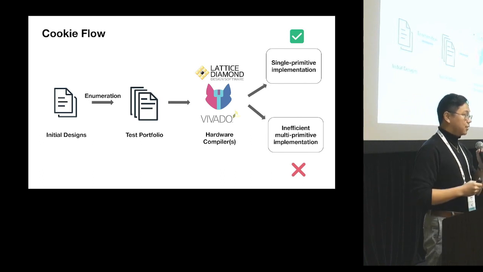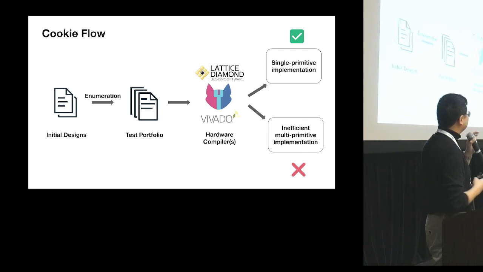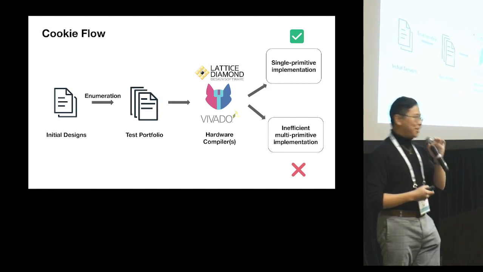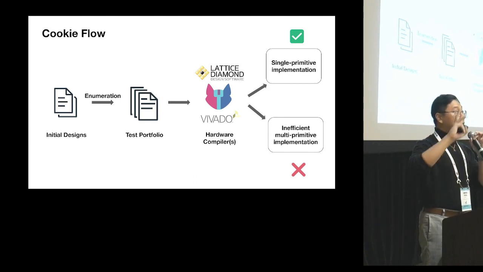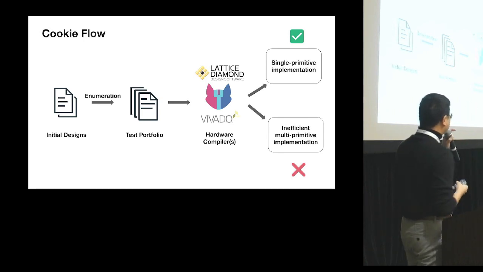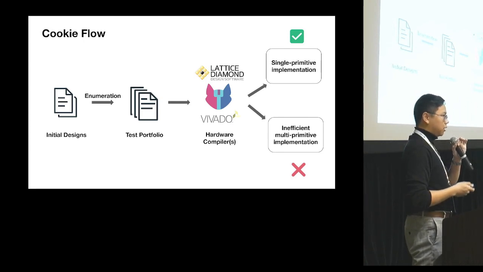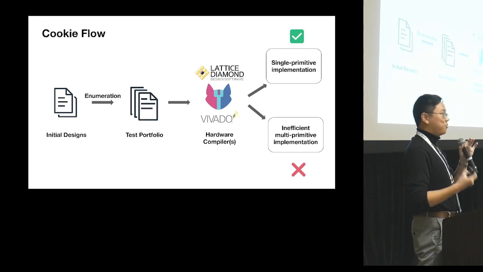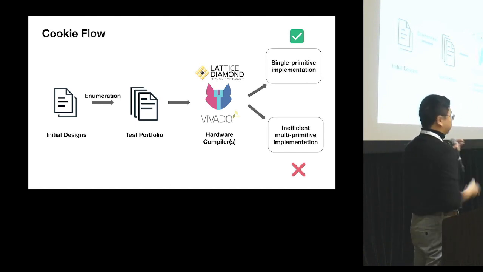Either we have the case where the compiler succeeds and we get a single primitive implementation that's efficient, or we get the interesting case, where the hardware compiler has sort of this completeness error, and we get an inefficient multi-primitive implementation. And part of my research has discovered that across every compiler that I've seen so far, there are sort of these completeness holes.